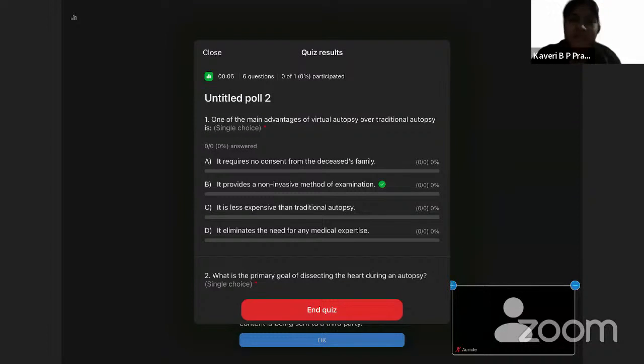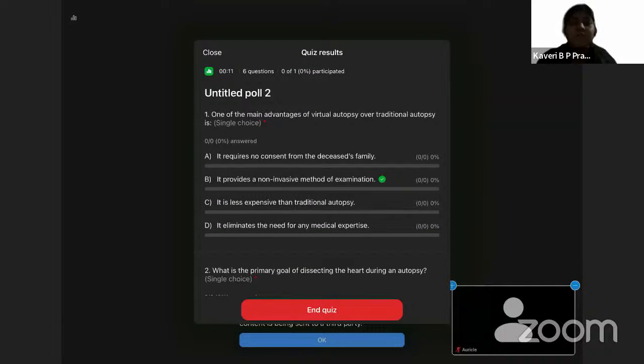One of the main advantages of the virtual autopsy over a traditional autopsy is... So what did I tell you about a virtual autopsy? It is where you use CT and MRI to do an autopsy, and in a traditional autopsy, you cut open the body to find the cause of death. So what is the advantage here? Let's look into the options. It requires no consent from the deceased's family. It provides a non-invasive method of examination. It is less expensive than traditional autopsy. It eliminates the need for any medical expertise. So what is the answer?